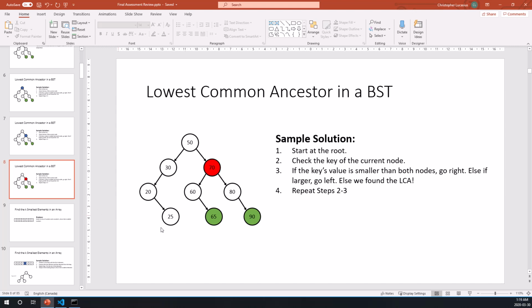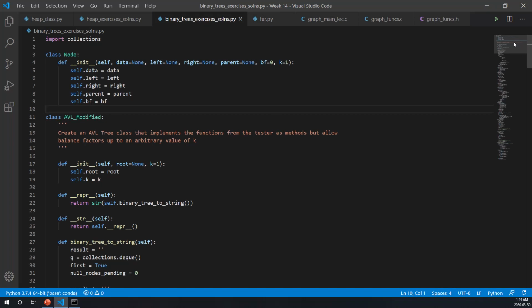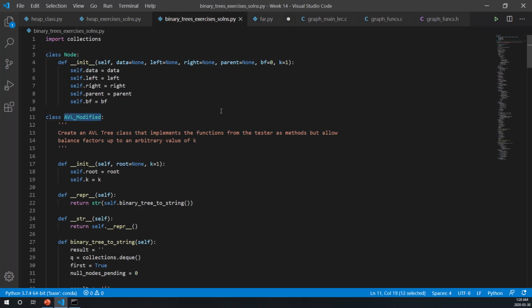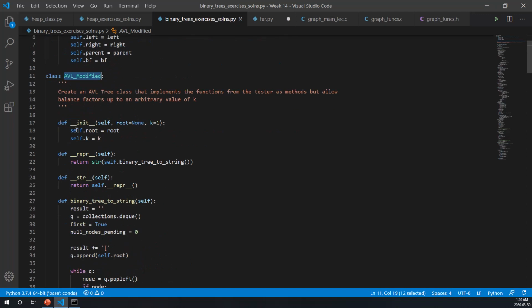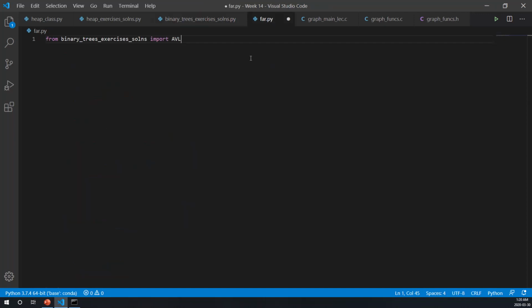Okay, so let's see how to program that. I'm going to make use of the binary tree exercises that we had before. You remember from the exercises for week one, I gave you a bunch of exercises with binary trees, and I'm just going to make use of the AVL class and also the node class that I defined for you. So: from binary_trees_exercises_solutions import the AVL modified class that I had you do in one of the exercises, but I'm not going to make use of the k factor at all. I'm just going to make use of the root. And for node, I'm only going to make use of the data, the left and the right. So really just the vanilla BST. Import AVL_modified and also the node.